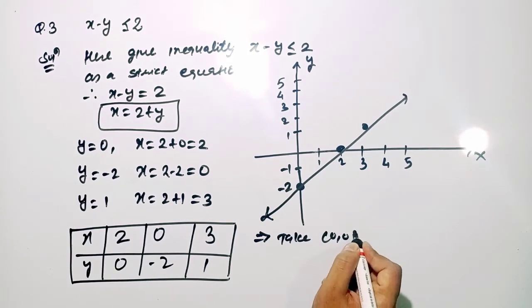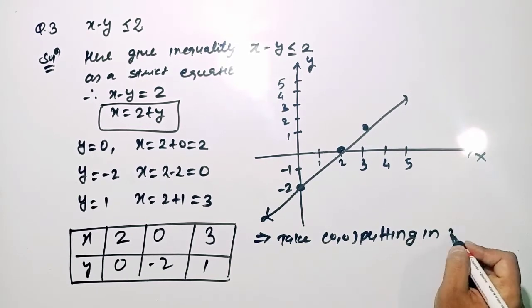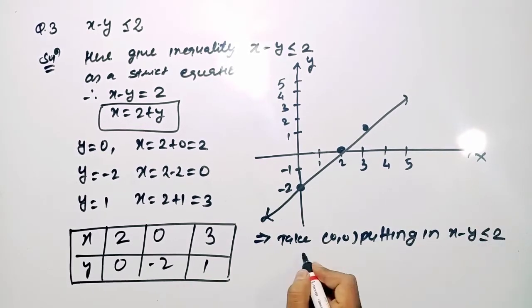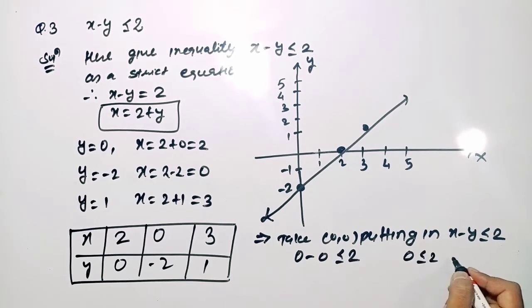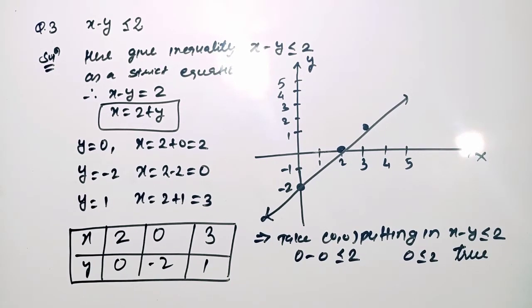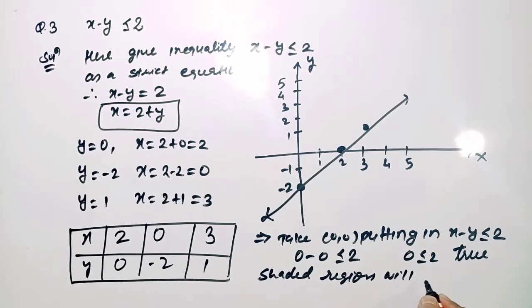Now we will consider the origin. This origin point does not lie on the line, and we will check whether this origin point satisfies the inequality or not. So again, this is satisfying, so it is true. The shaded region will be towards the origin, right students?